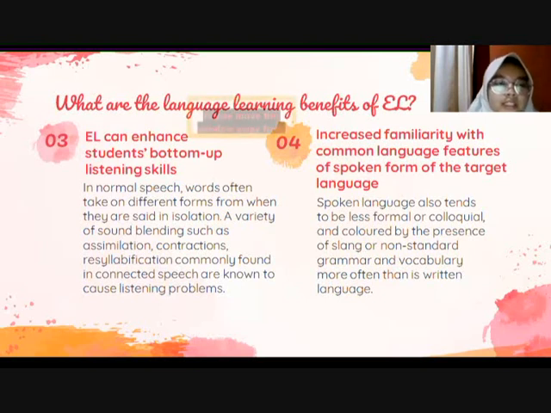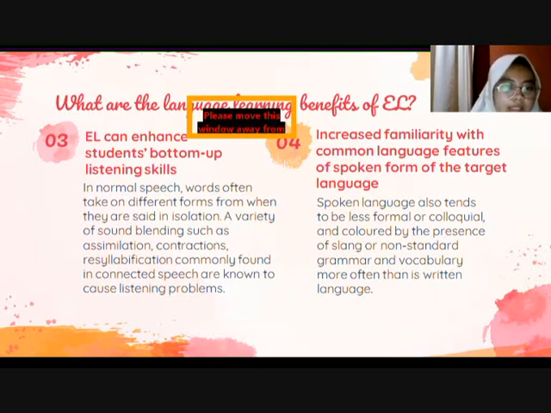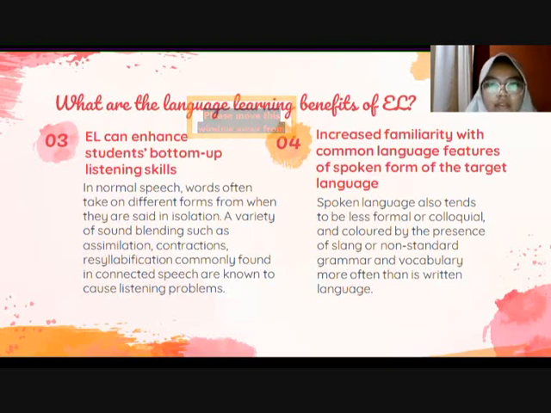And the next one, extensive listening can enhance students' bottom-up listening skill. In normal speech, words often take on different forms from when they are said in isolation. A variety of sound blending such as assimilation, contraction, syllabification, commonly found in connected speech are known to cause listening problems.